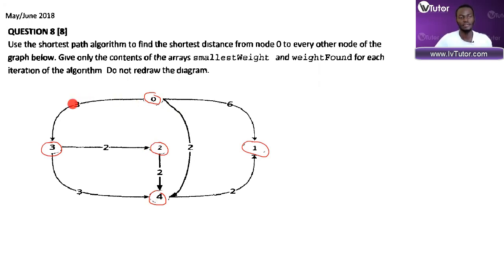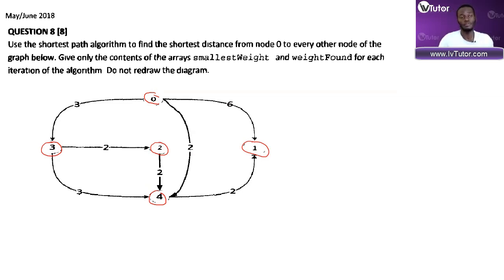And then every link to a node has a weight. This weight represents anything. In this case, it represents distance, which means the distance from 0 to 4 is 2, the distance from 0 to 1 is 6, and so on. From 0 to 3 is 3, from 3 to 2 is 2. So in this case, each path has a weight, which represents a distance.